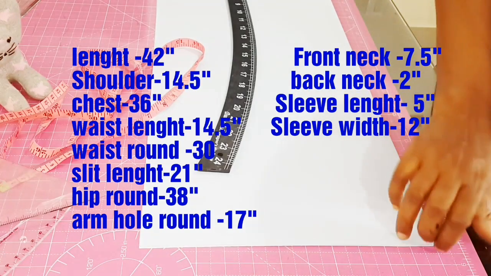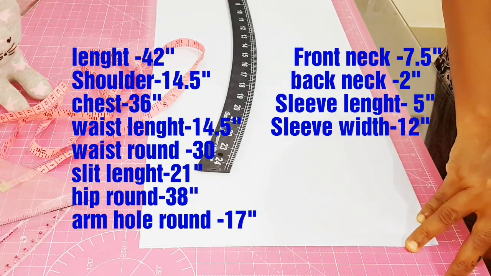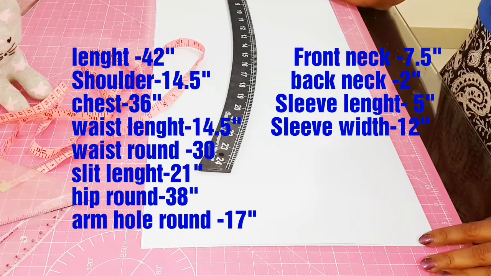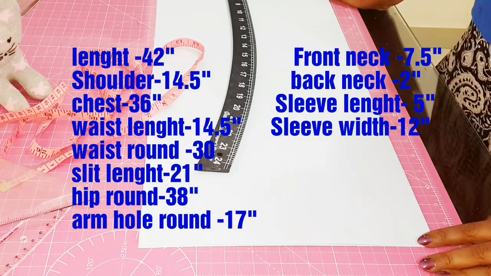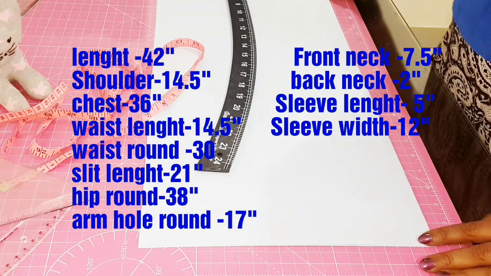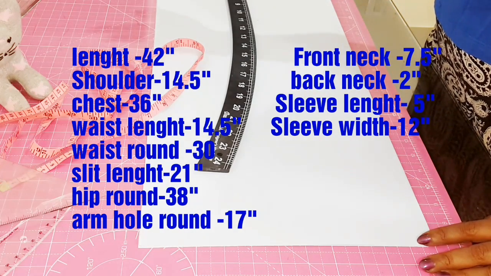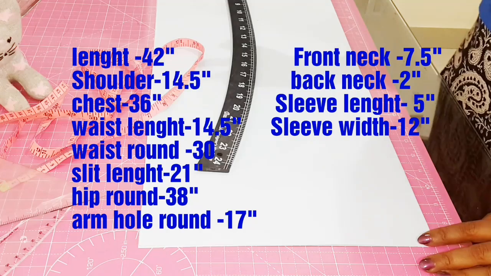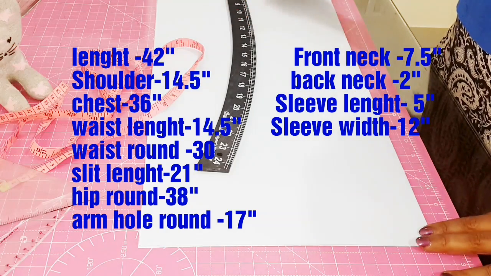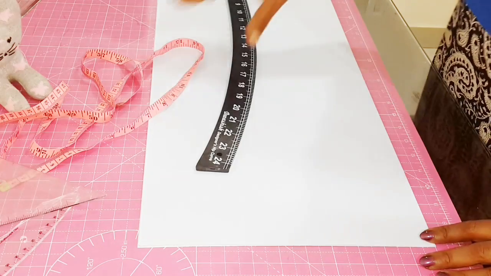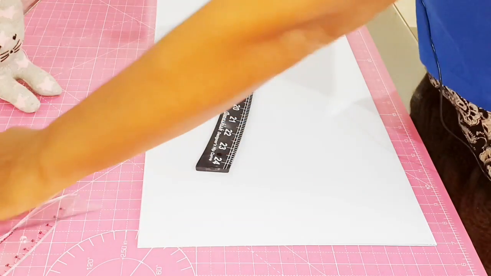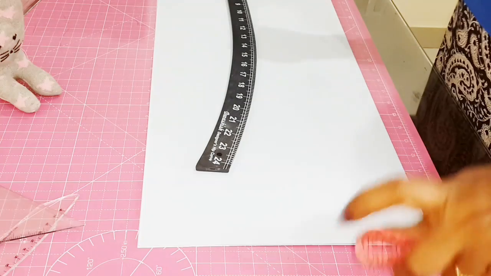Whatever measurements are required, you can take all those measurements: normal length, shoulder, chest, waist length, waist round, slit length, hip round, and armhole length, sleeve width, front neck deep, back neck deep. These are the measurements you need. Now we will start to mark according to our measurements.